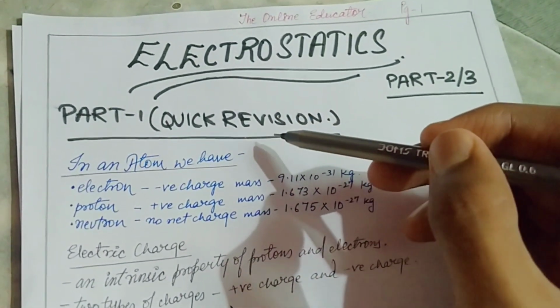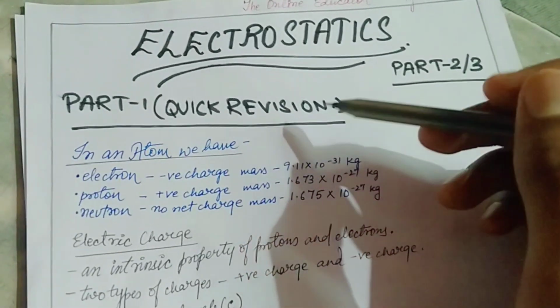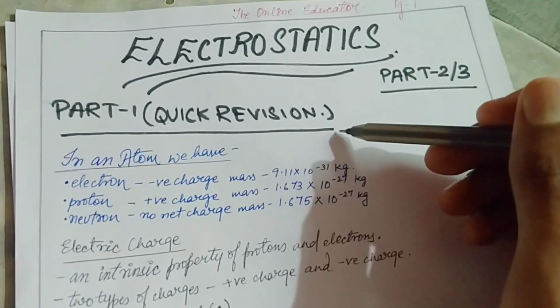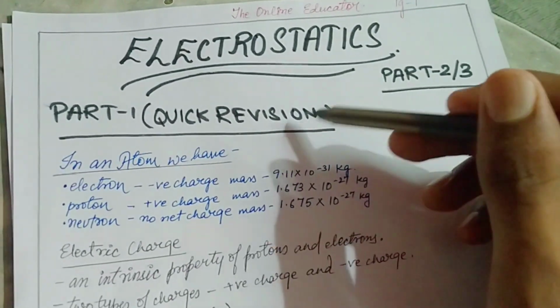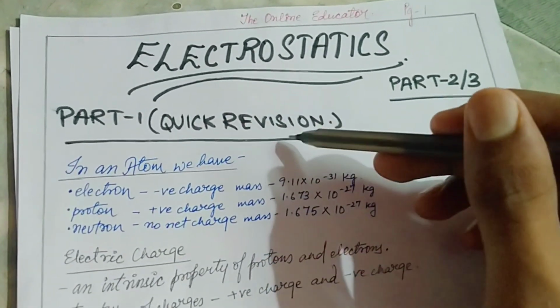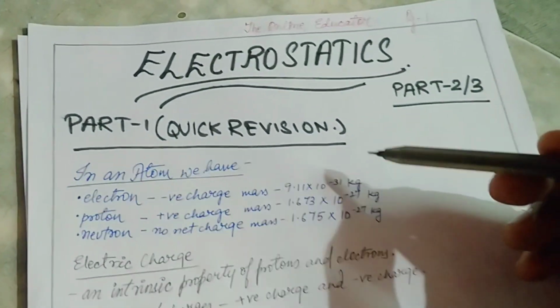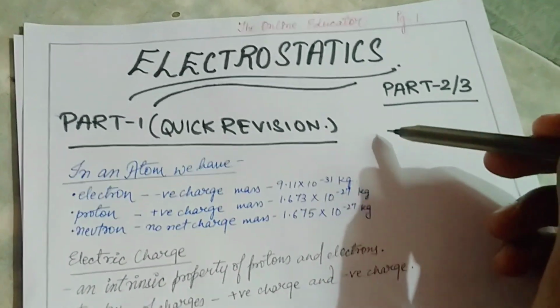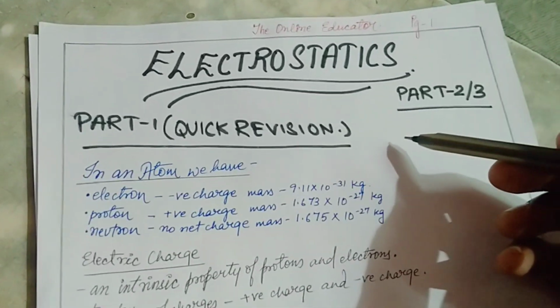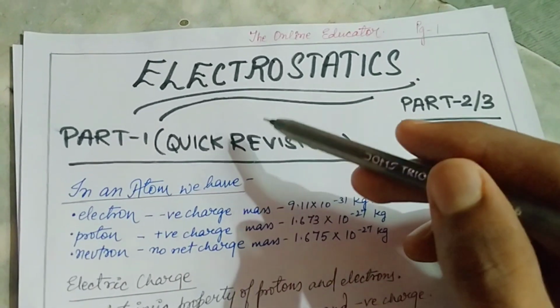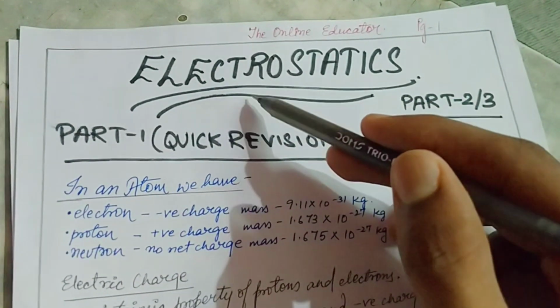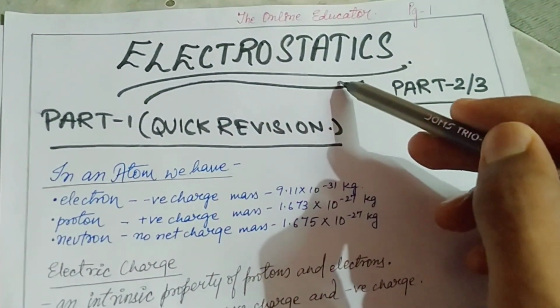In statics the bodies were at rest. In kinematics, the bodies were in motion, and we were not studying the cause of the motion. We were only studying whether the motion is happening or not. And in dynamics, we were mainly focused on the cause of motion, why and how it is happening. So here we have started the branch of physics, electrostatics, where electro means electric and statics means rest.